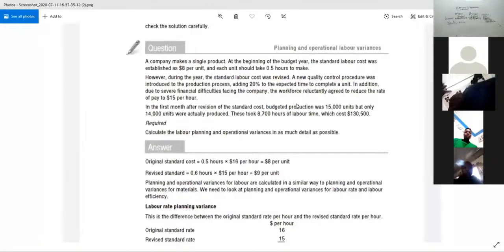So I can see most of us getting 0, 0, 0. I can see one person getting 4,500 negative. Let's see. First of all, we have to appreciate the efficiency variance.